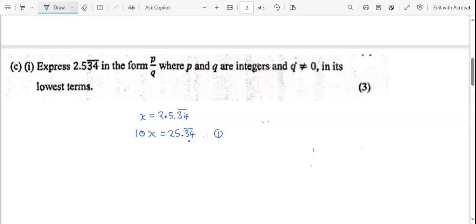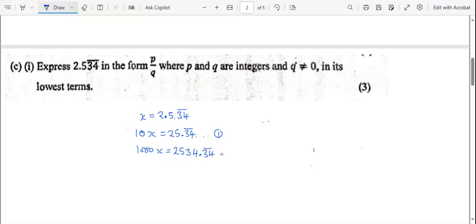So you say 1 0 0, which is 100, for you to move this point here. So I'll multiply times 100. So this will now be 1000 if I multiply from here. So that will be 1000x is equal to 25.34. Okay, the point has come here after multiplying times 100, and then the 3 4 still remain inside.